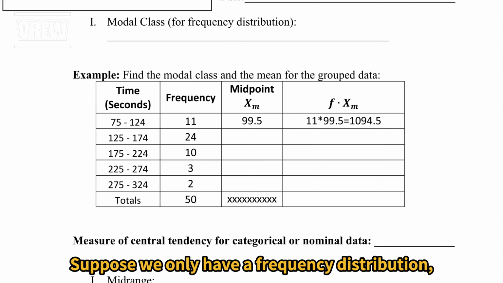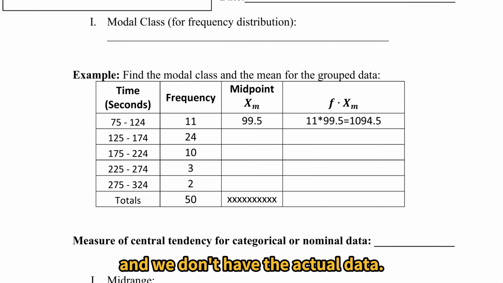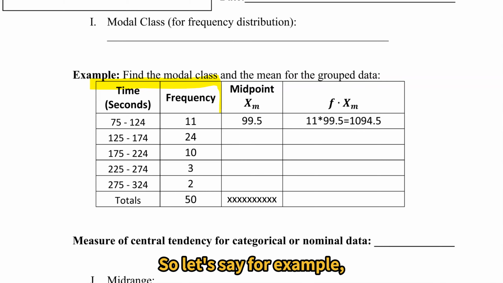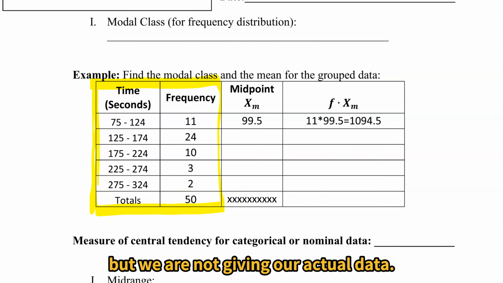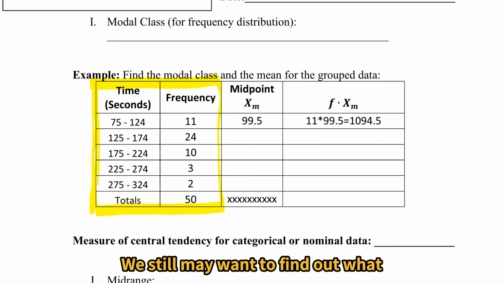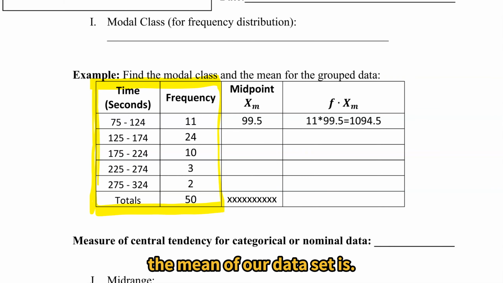Suppose we only have a frequency distribution and we don't have the actual data. So let's say, for example, we're given the frequency distribution here, but we are not given our actual data. We still may want to find out what the mean of our data set is, and we can talk about something called a modal class.